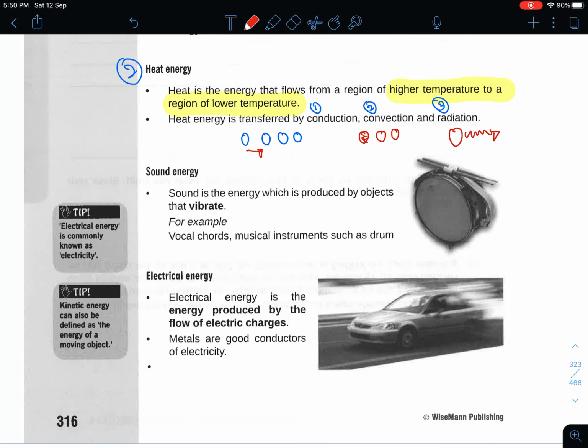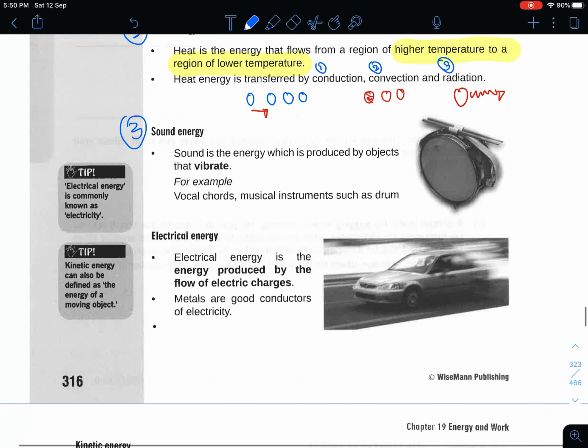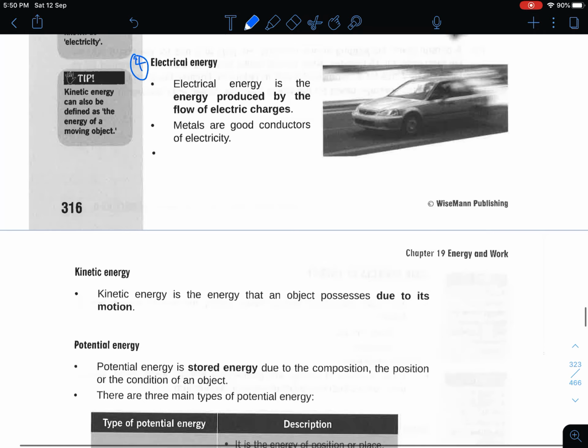Next, we look at the third kind of energy, which is sound energy. Sound energy is a vibrational kind of energy that occurs when objects vibrate. Let's say a drum: when you hit the drum, the skin of the drum vibrates, resulting in sound energy being produced. Electrical energy is the energy produced through the flow of electrical charges. Common things like your electrical appliances or electrical plug provide a source of electrical energy. And usually metals are good conductors of electricity.